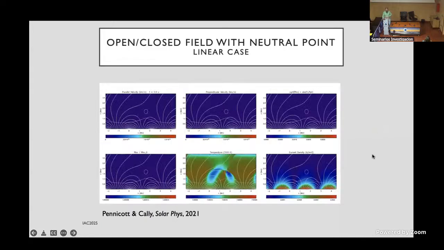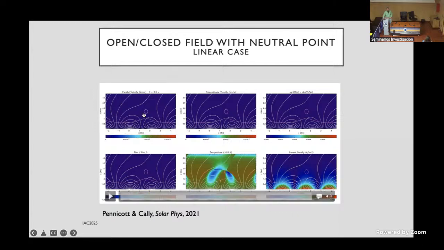All right, so let's have a look at the simulation here. So this is a 2D simulation. This was Jamin Pennicott, who was my PhD student at the time. And this is just a linear case. So we've got a magnetic field which has got arcades and open field. So here's an open magnetic field. Here's arcades. Here's a neutral point. Neutral point is really interesting.